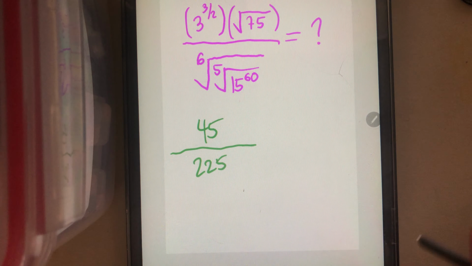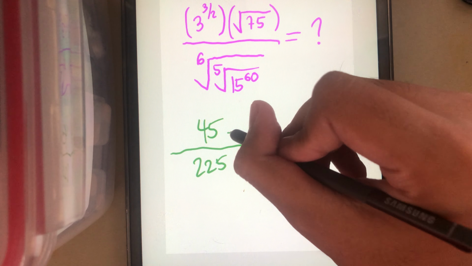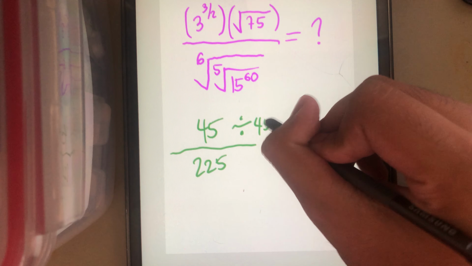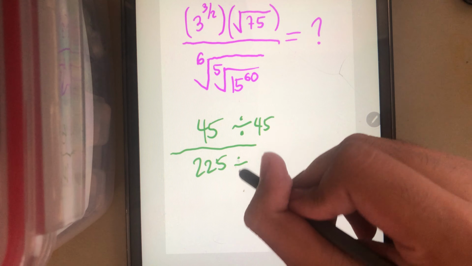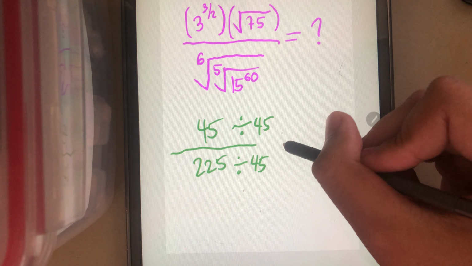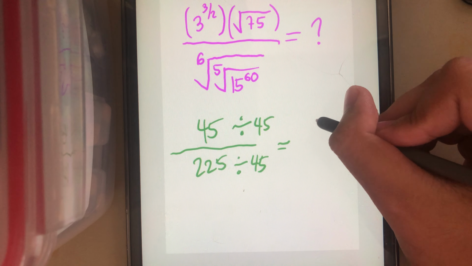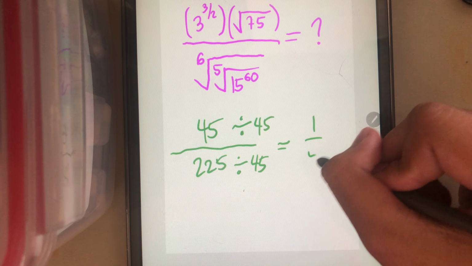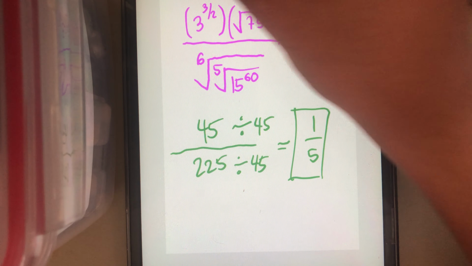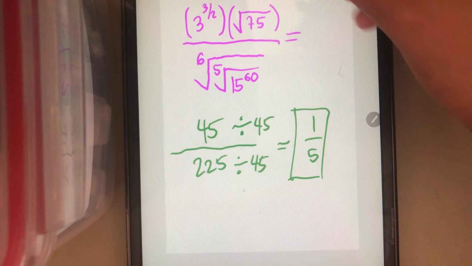And the last thing we need to do is to simplify the fraction. Since they're both multiples of 45, let's divide both the numerator and denominator by 45. It is simplified into 1 over 5. And this is your final answer.